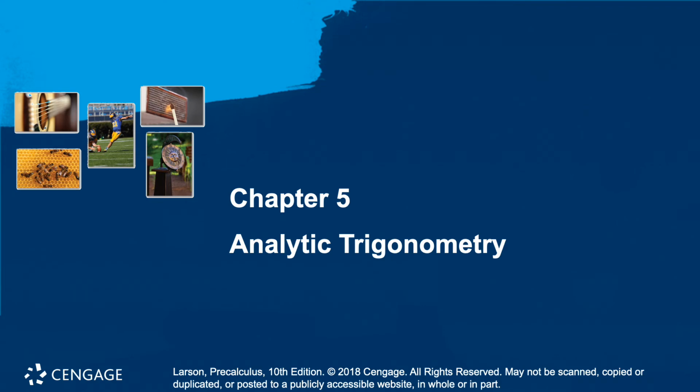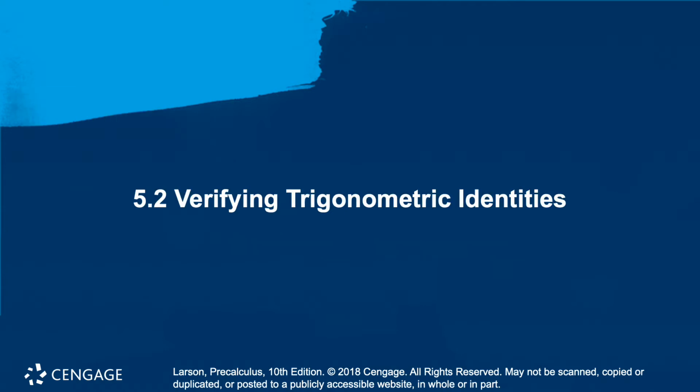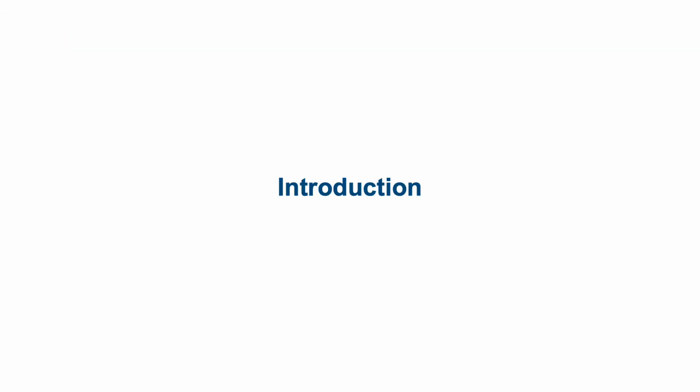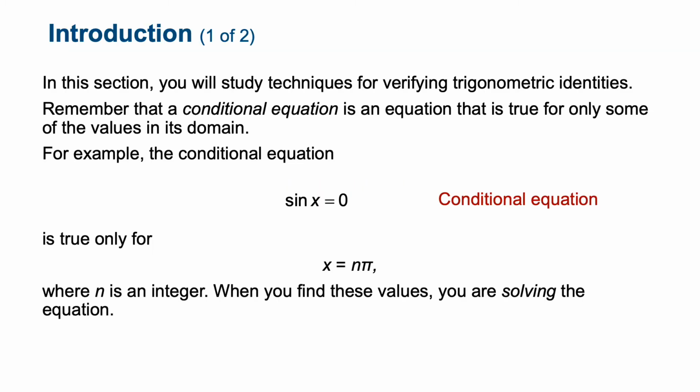Hi everybody, welcome back to chapter 5. In this video we're covering section 5.2, which deals with verifying trigonometric identities. Okay, so that's the objective. What we're going to do in this section is study techniques for verifying identities.